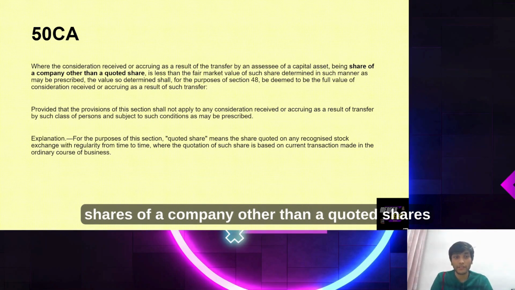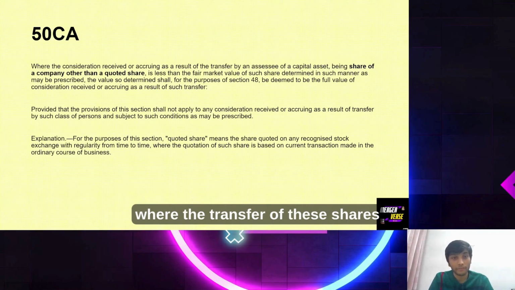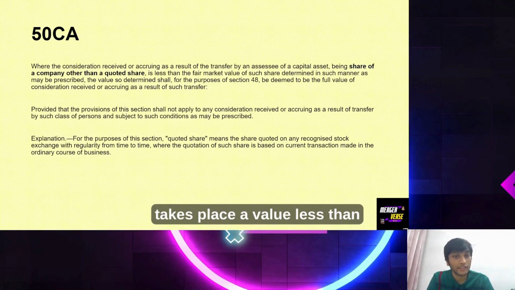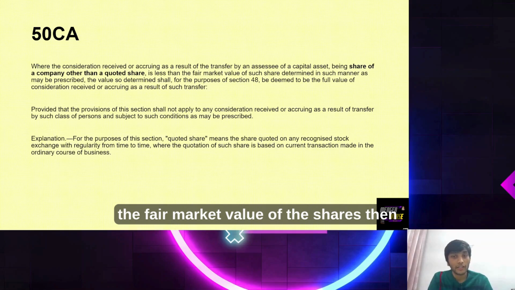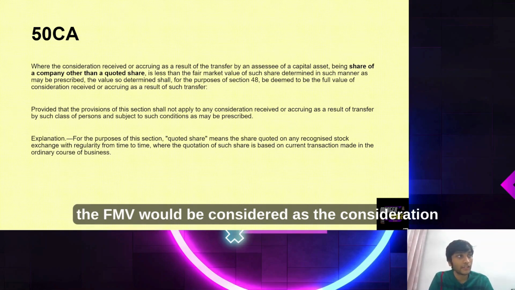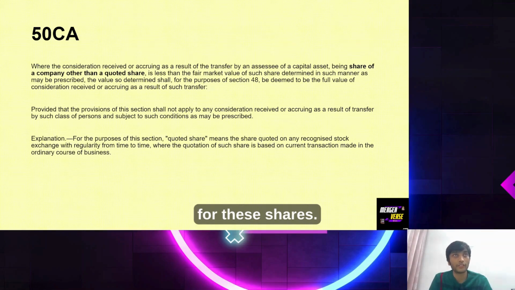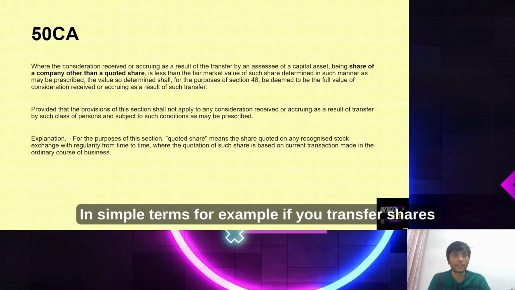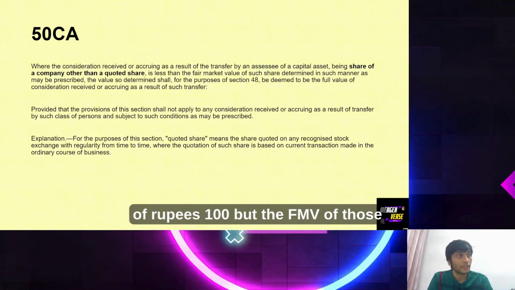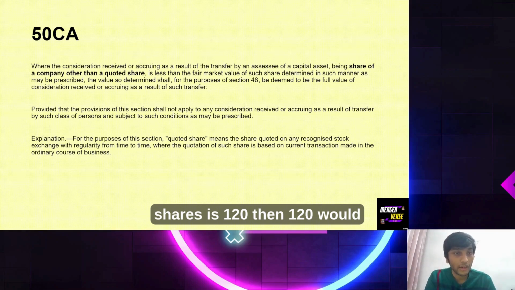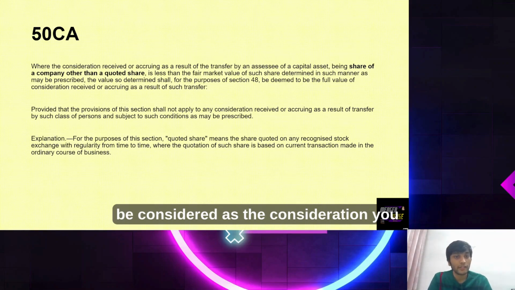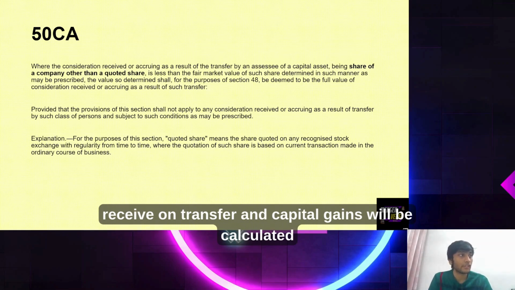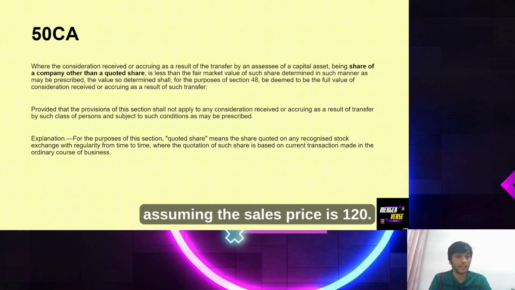and it is highlighted in the bold part, shares of a company other than a quoted shares, where the transfer of these shares takes place at a value less than the fair market value of the shares, then the FMV would be considered as the consideration for these shares. So in simple terms, for example, if you transfer shares of rupees 100 but the FMV of those shares is 120, then 120 would be considered as the consideration you received on transfer, and capital gains will be calculated assuming the sales price is 120.